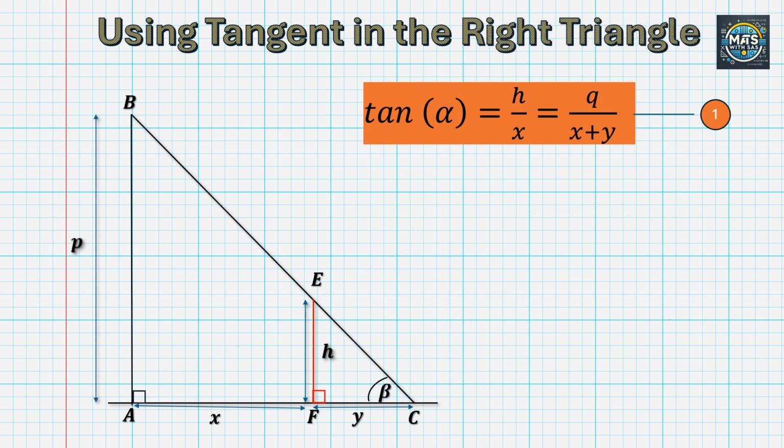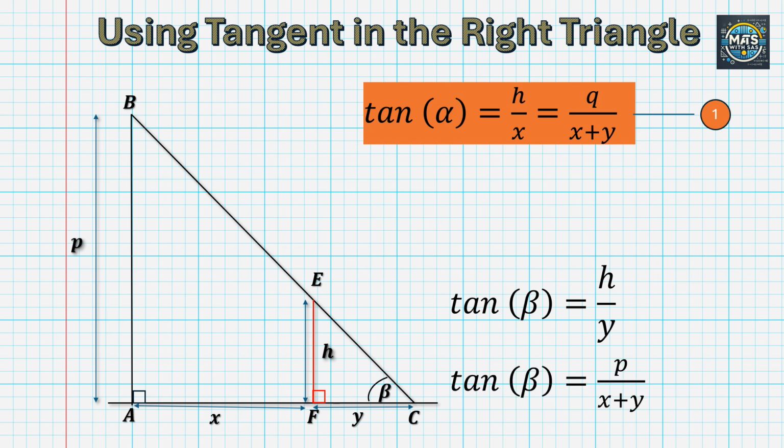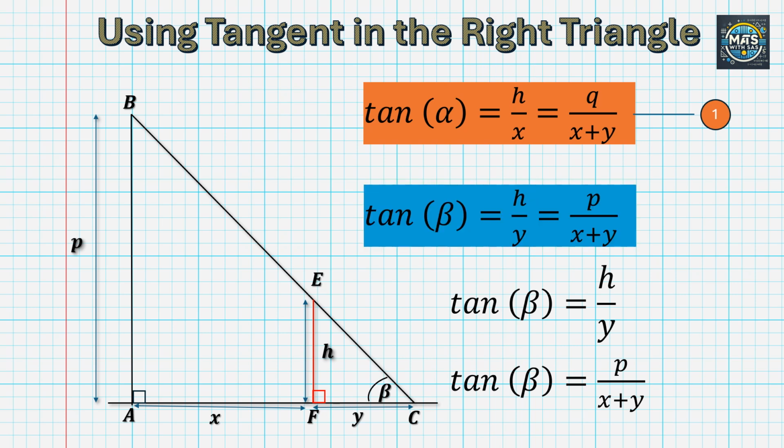Now, let's do the same for the right triangle, which contains beta. Using the tangent function, we write tangent of beta equals opposite over adjacent. So, tangent beta equals h divided by y. From the full triangle, we also know tangent beta equals p divided by x plus y. Since both expressions equal tangent beta, we set them equal to each other. h divided by y equals p divided by x plus y. Now, we have two key equations.